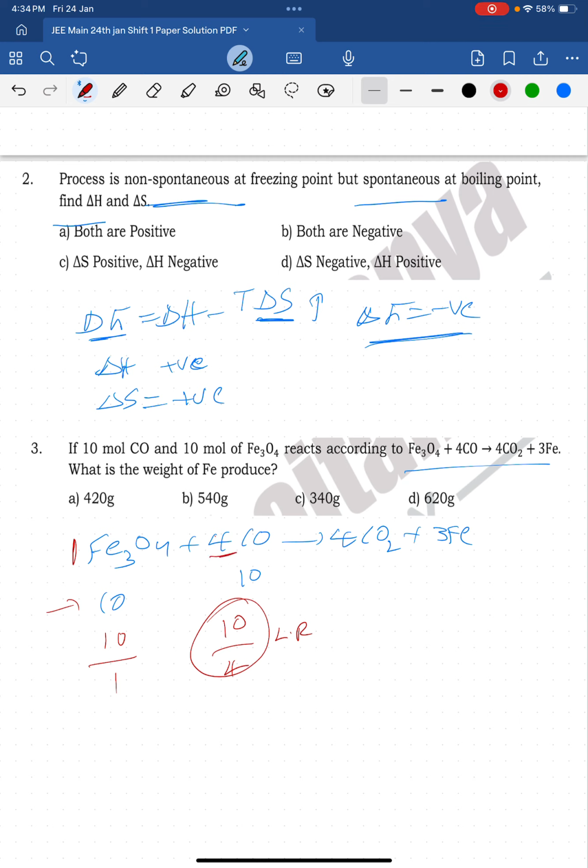According to the equation, 4 moles of CO will give 3 moles of Fe. Then 10 moles will give how much? X equals 10 into 3 by 4. If you want the weight, multiply by the atomic mass. What is the iron atomic mass? 56. Multiply and you will get option A. Very simple question, just basic data you have to use.